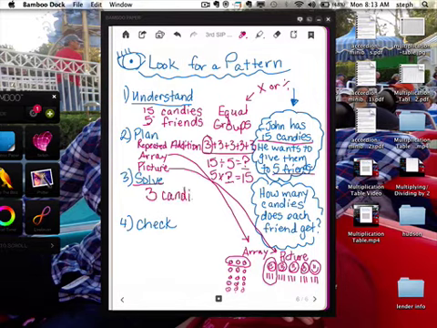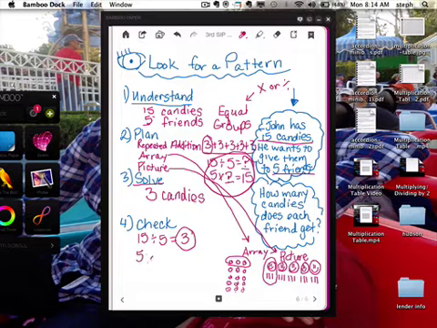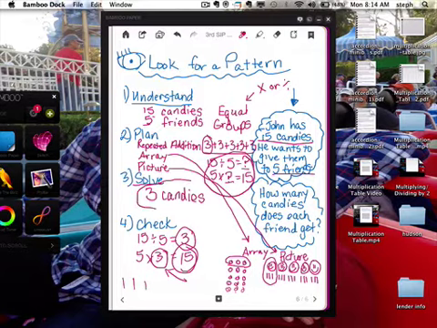But now I need to check it. And what I mean by check is I'm going to use my problems here and I'm going to see if it works. So I'm going to go 15 divided by 5 equals 3. I put my value in. And now I do 5 times 3 equals 15. Let's see if this works by skip counting. So I go 5, 10, 15. Yep, 3 sets of 5 give me 15. So your answer is 3 candies.